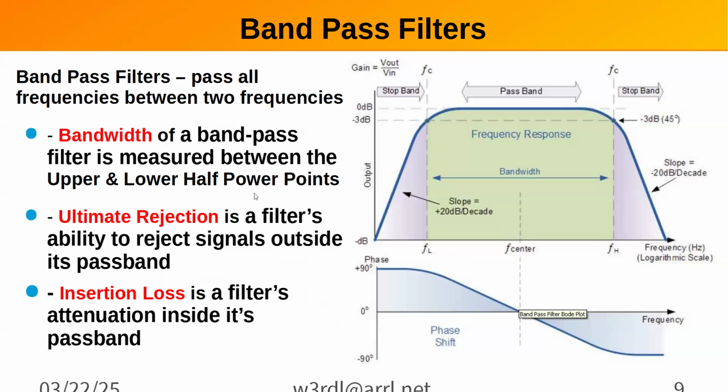Insertion loss is how much attenuation is actually within the filter, how much you lose going through the filter. If it's an analog passive filter, you're going to have a few dB typically of insertion loss. So that half power point is taking the insertion loss into account.